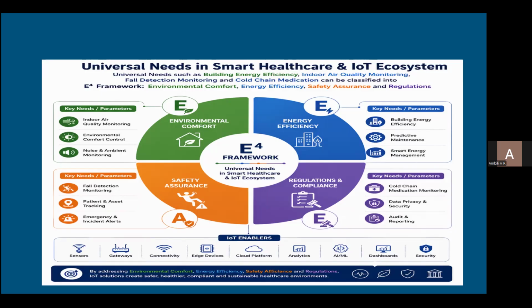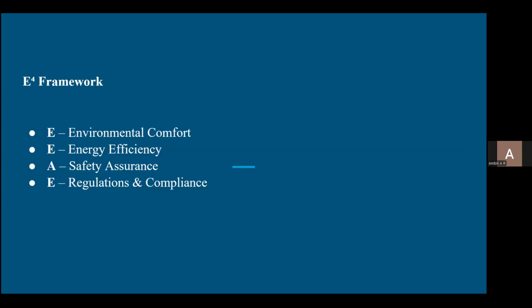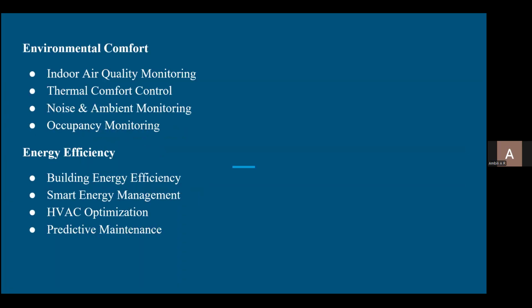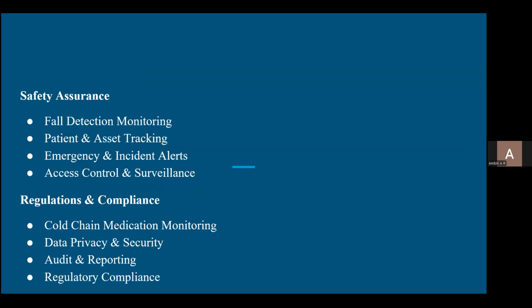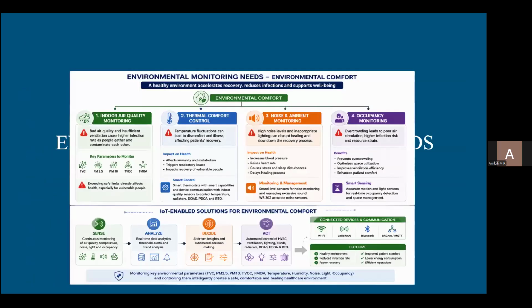So these are the main four E frameworks, which address major challenges faced by healthcare facilities worldwide: environmental comfort, energy efficiency, safety assurance, and regulation and compliance. Now, coming in detail, what are the different indoor air quality monitoring systems?